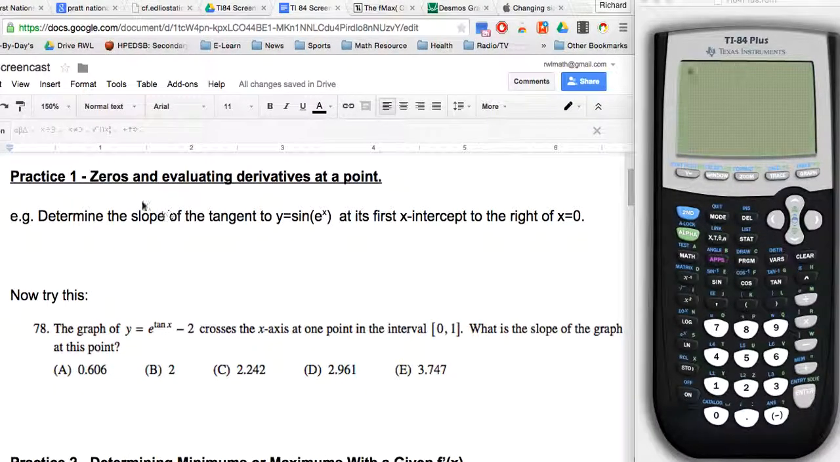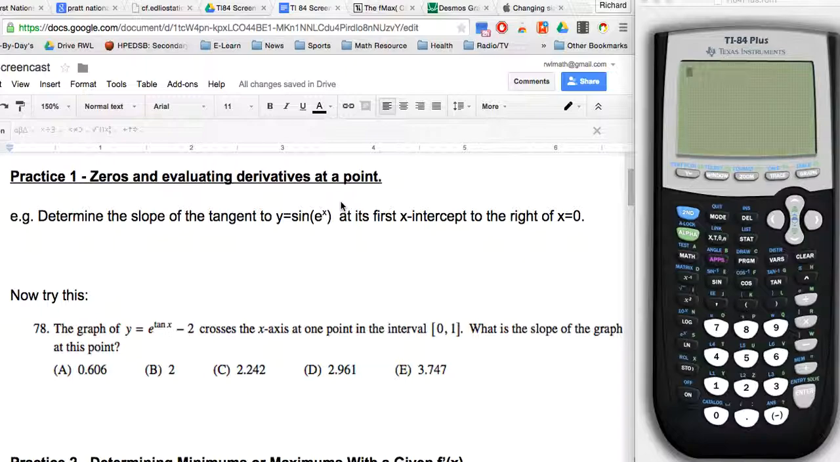So here we go. The first practice we're going to do is finding zeros or x-intercepts on the graph and then evaluating derivatives at a point. So here's the first question. Determine the slope of the tangent to y equals sine of e to the x at its first x-intercept to the right of x equals 0.